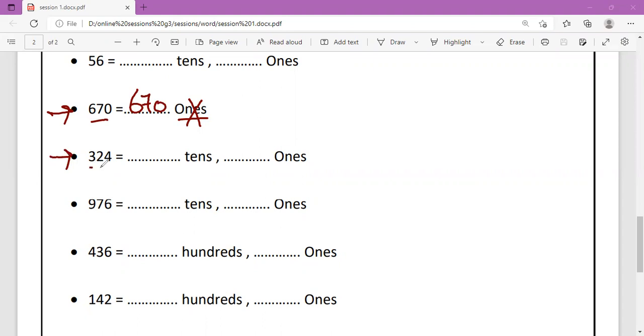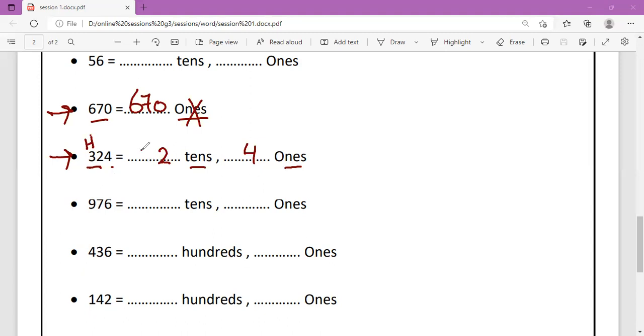This one, 324. I know that 4 is in ones, and 2 is in the tens place. What about 3? We have 3 in the hundreds place, but I don't have hundreds to put 3 beside. So you just make the 3 in which place, tens or ones? But 3 is not in the ones place. It's far from ones, but it's beside tens, right? It's 32.